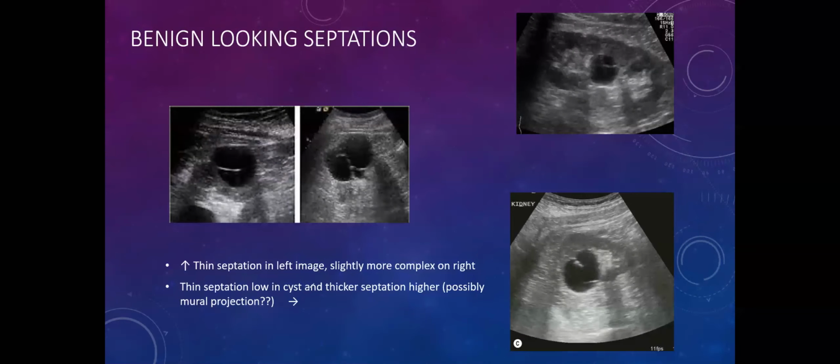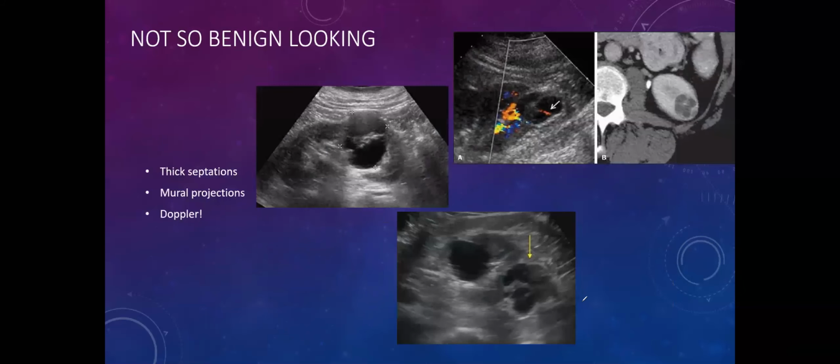Thin septation, low in cyst and thicker septation, high, possibly mural projection. So we have a thin septation here. And this could be a septation that's coming, I can almost see it coming around this way, perhaps, or not. It could just be a mural projection, something projecting into it. Well, if there's something projecting in from the wall, that means it's alive, I guess it's a way of saying it, alive, or neoplasm, some kind of growth. And those are also of concern.